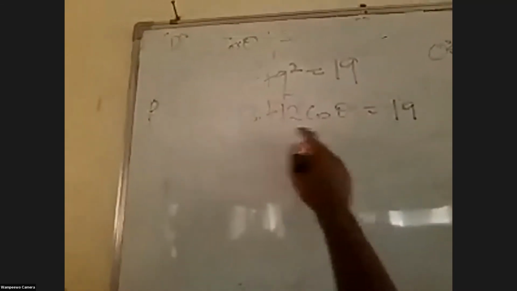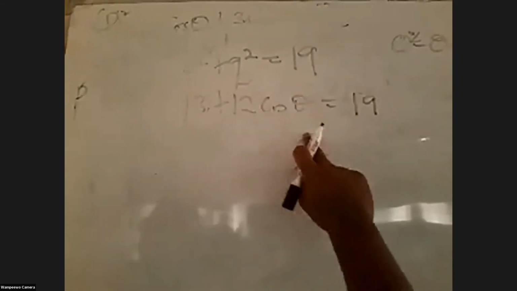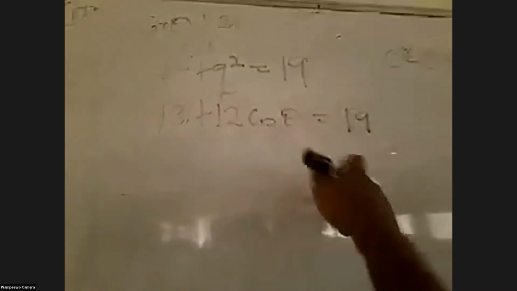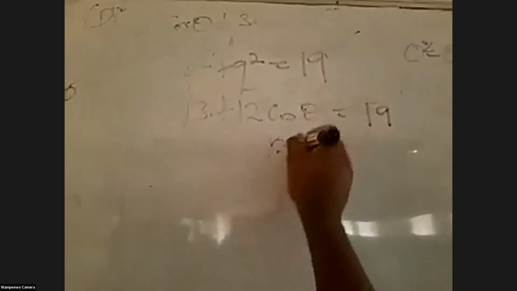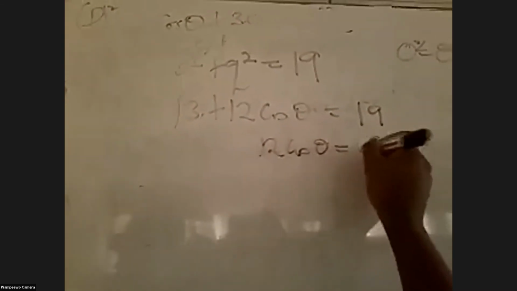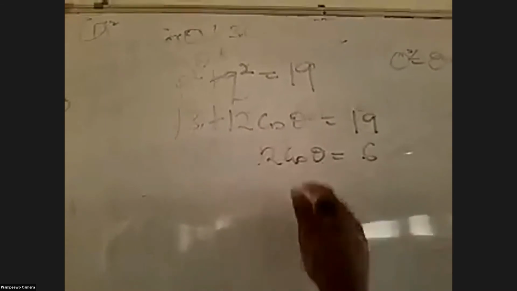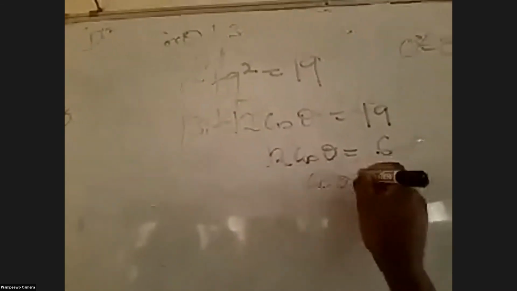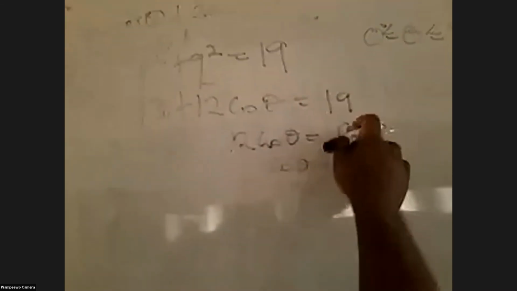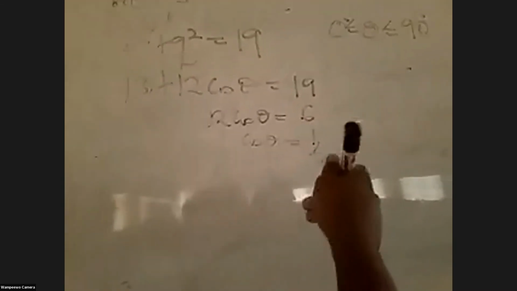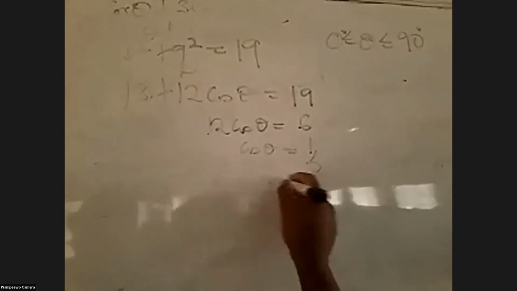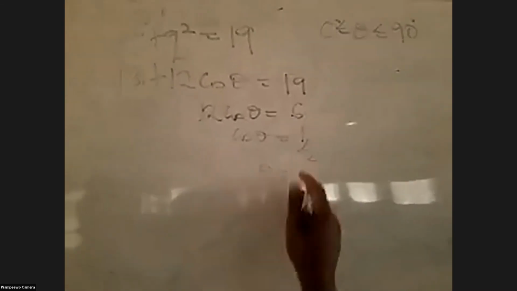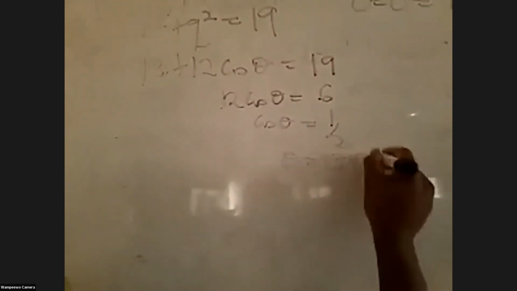If I take the 13 this side, I'll have 12 cos theta is equal to 19 minus 13, which is 6. If I divide through by 12, I'll have cos theta giving me a half, because 6 out of 12 is a half. Therefore, getting the cos inverse of a half, which is 60 degrees, theta is equal to 60 degrees.